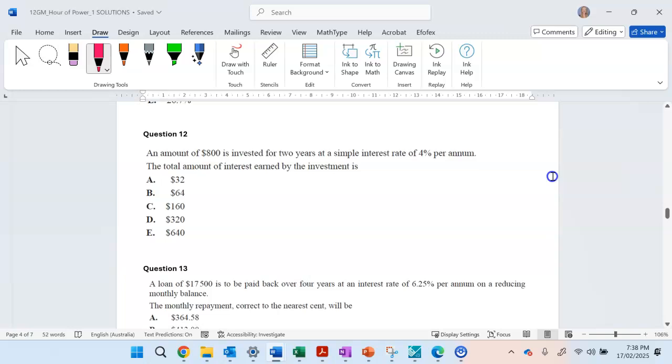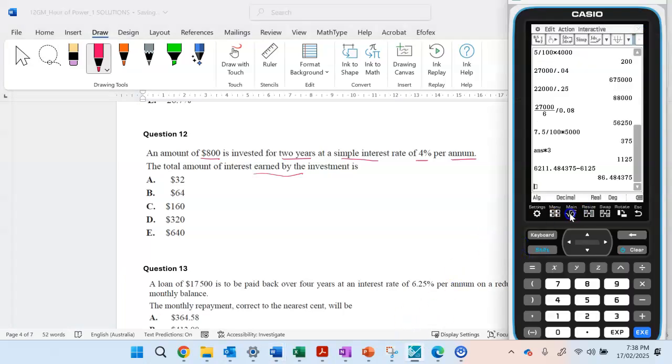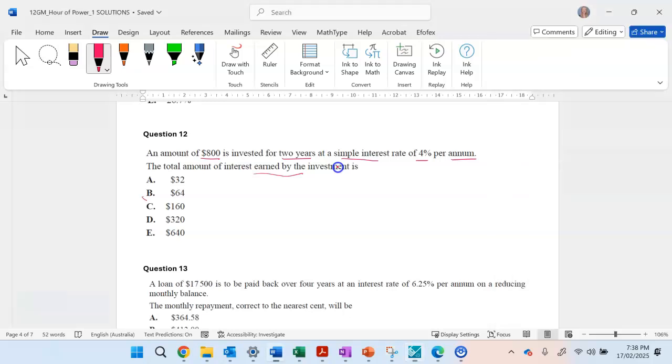All right, moving along. An amount of $800 is invested for 2 years at simple interest of 4% per annum. The amount of interest earned by the investment, oh my gosh, it's such an easy question. So simple interest should never be overcomplicated. So it's the same amount each year. So we just want to do 4 over 100, turns that 4% into a decimal, and we're going to multiply that by our $800. So $32 in interest each year. So we've put it in for 2 years, so we multiply that by 2, so $64.